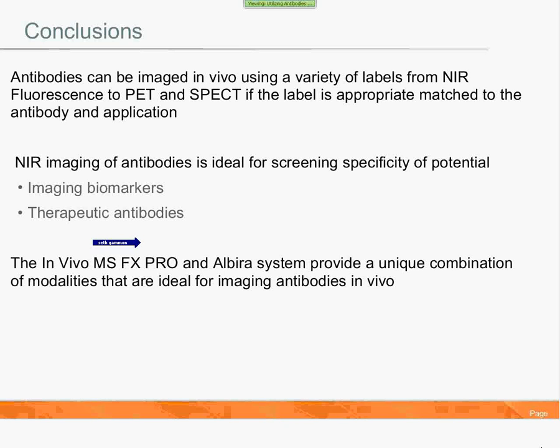And indeed, by having a system like the In-Vivo MS FX Pro and the Albira system for looking at PET, SPECT, and CT, you can actually cover all of the possible antibody imaging techniques in vivo.